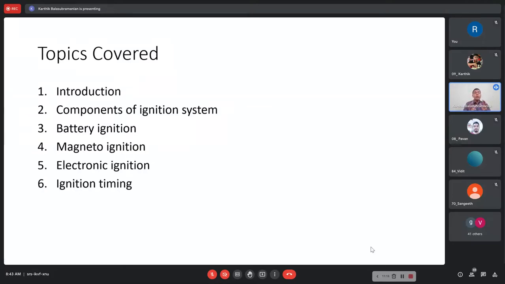So how do we do it? What are some of the conditions? Is it going to remain the same, or will ignition timing keep changing with speed and load? All that will be discussed. Okay, so that is what ignition timing is all about.